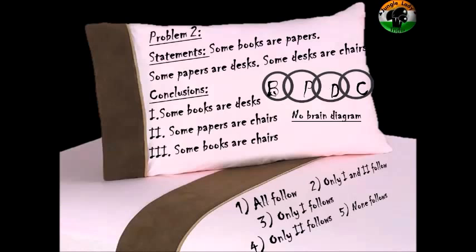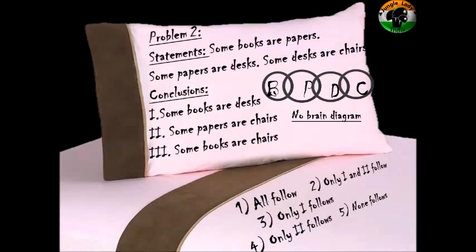Next we are going to see the conclusions. Conclusion 1 is some books are desks. Now you take B, books, and D, desk. Whether there is any intersection between B and D? No, there is no intersection between B and D together. So obviously conclusion 1 is wrong. Now we take conclusion 2. Some papers are chairs. Now taking the circle P and the circle chair C, there is no intersection between P and C. They are separate circles, right? So again, conclusion 2 is wrong.